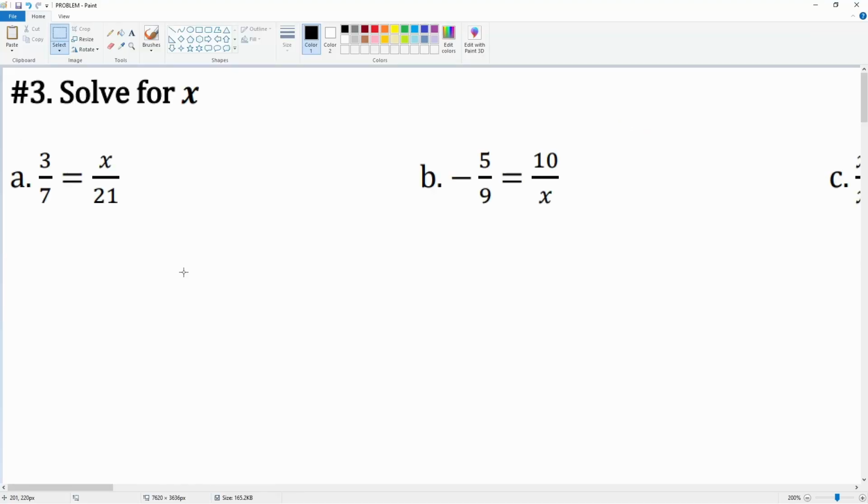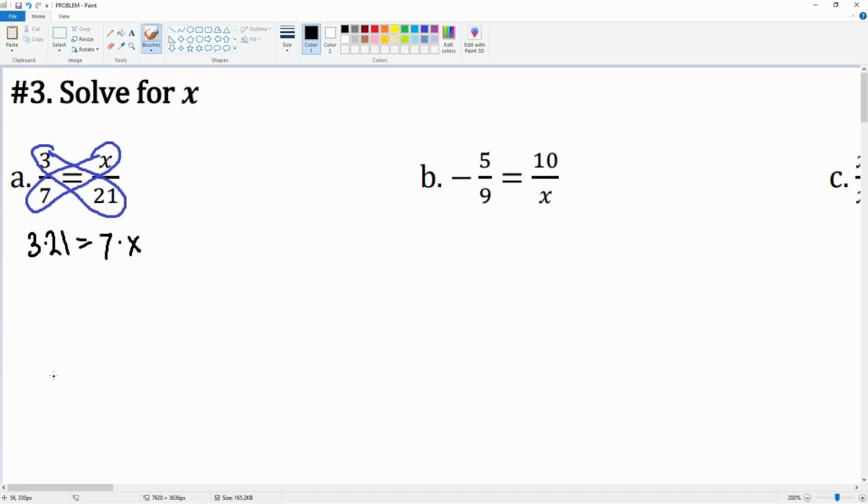Section 7, number 3, you're solving for x. These are all proportions. And to do the proportion, we can just cross multiply. The first one is going to be your 3 times 21. That's going to be equal to your x times 7.